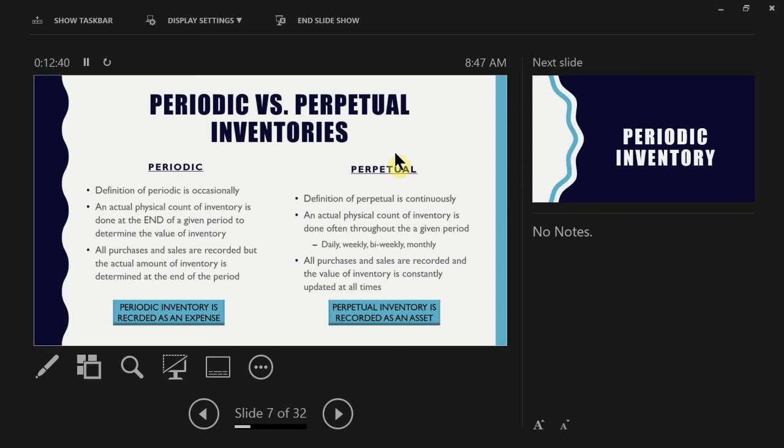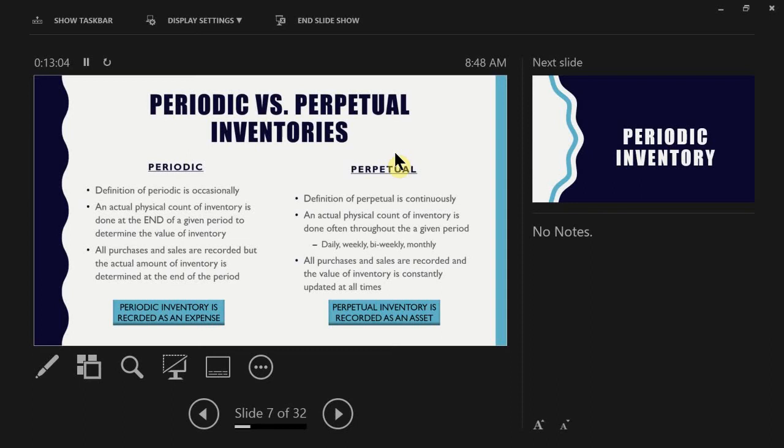Whereas perpetual inventory, perpetual actually means constantly. So when we're focusing on periodic inventory, if you're only going to be looking at it every once in a while, periodically, once in a while, that's exactly how you're going to be tracking your items. You only check on them every once in a while.